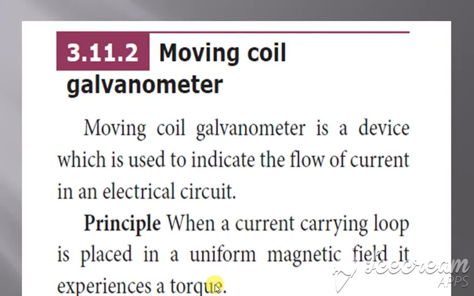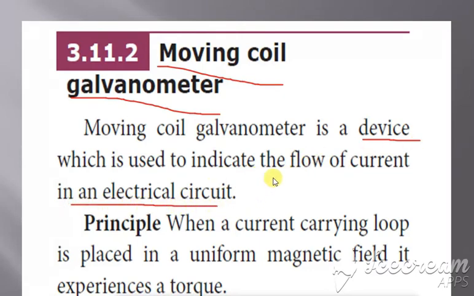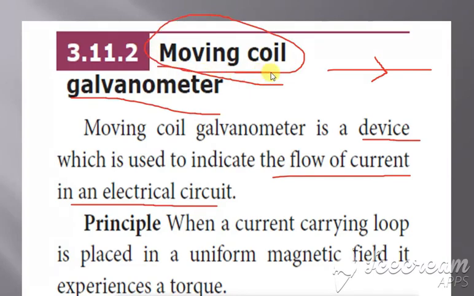Today we are going to see the moving coil galvanometer. Yes, this is actually a very important question. Let us just see what it is. It is just a device. A moving coil galvanometer is a device which is used to indicate the flow of current in an electrical circuit.